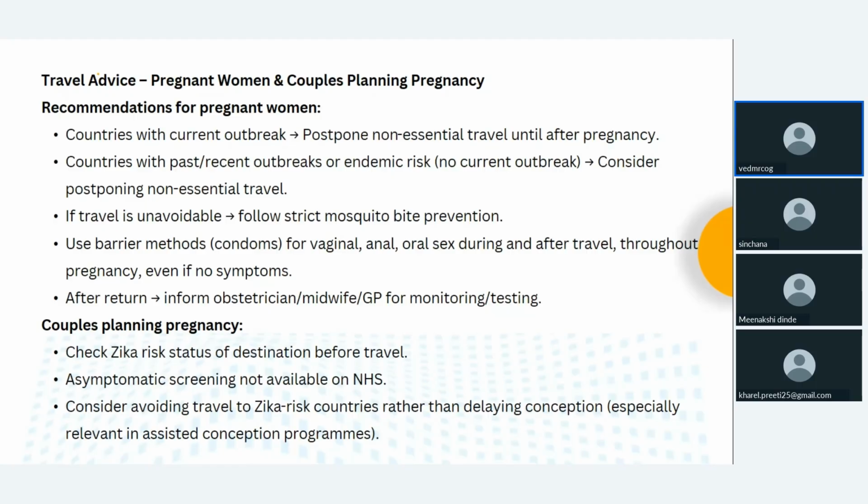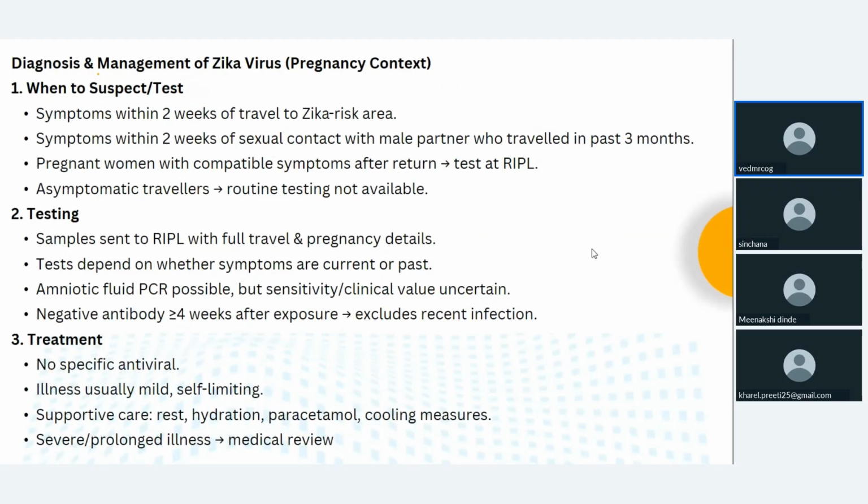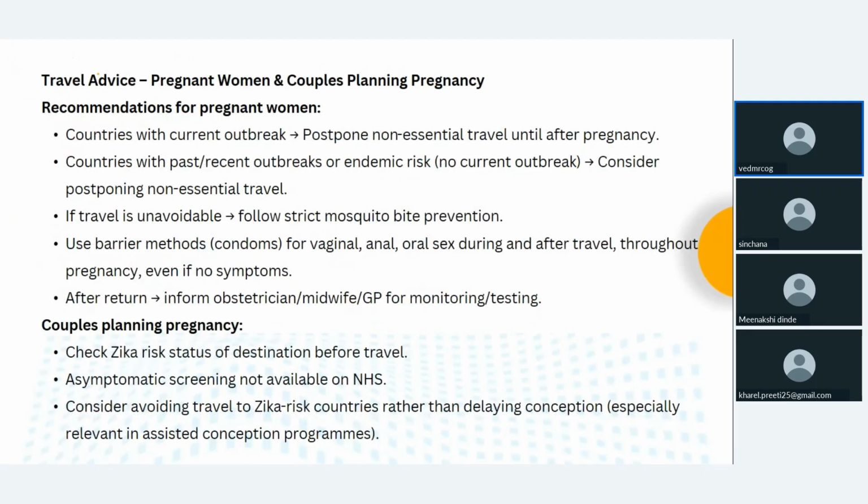Couples who are planning pregnancy: check the Zika virus status of the destination before travel. Here the lady is non-pregnant, but they are planning pregnancy and want to travel to a destination where Zika virus infection is present. So check the status of that destination before travel. Asymptomatic screening is not available in the NHS, so consider avoiding travel to Zika risk countries rather than delaying conception, especially if the patient is on an assisted conception program.